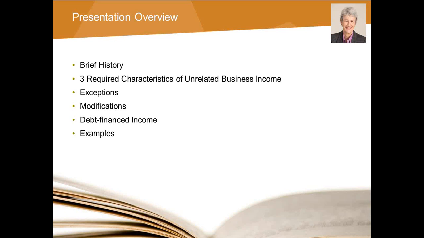Thank you, Debbie, and thanks to everyone for joining us today. A quick overview of what we're going to look at today: a very brief history, just 30 or 40 seconds on what this is all about. We're going to look a little bit more deeply into the 3 required characteristics of unrelated business income. We'll look at exceptions, modifications, how debt financing impacts these rules, and we're going to look at a bunch of examples. I know when I'm learning something, it always helps to have examples to apply that theory to our real lives.